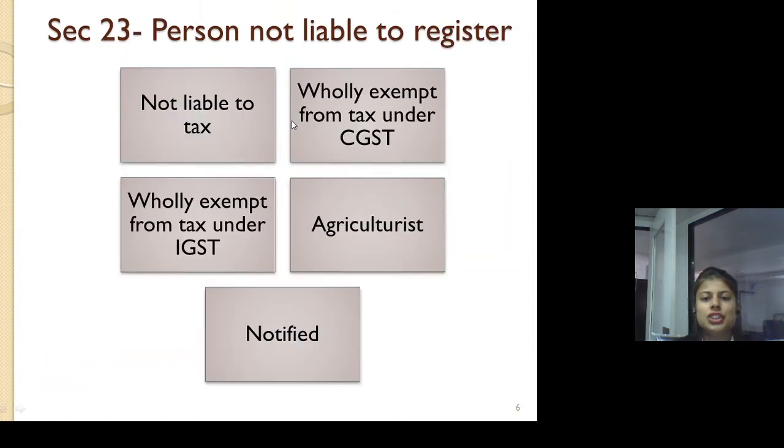Next thing, we are taking section 23, persons not liable to register. Now, who are those persons who are not liable to register? As we have seen in the definition, we have taken exempt supplies also for the calculated turnover. Say, for example, I am a person who is supplying exempt turnover of 20 lakhs and I have taxable turnover of 5 lakhs. Still, I am supposed to be liable to registration because my limit will not be 5 lakhs, or 20 lakhs.